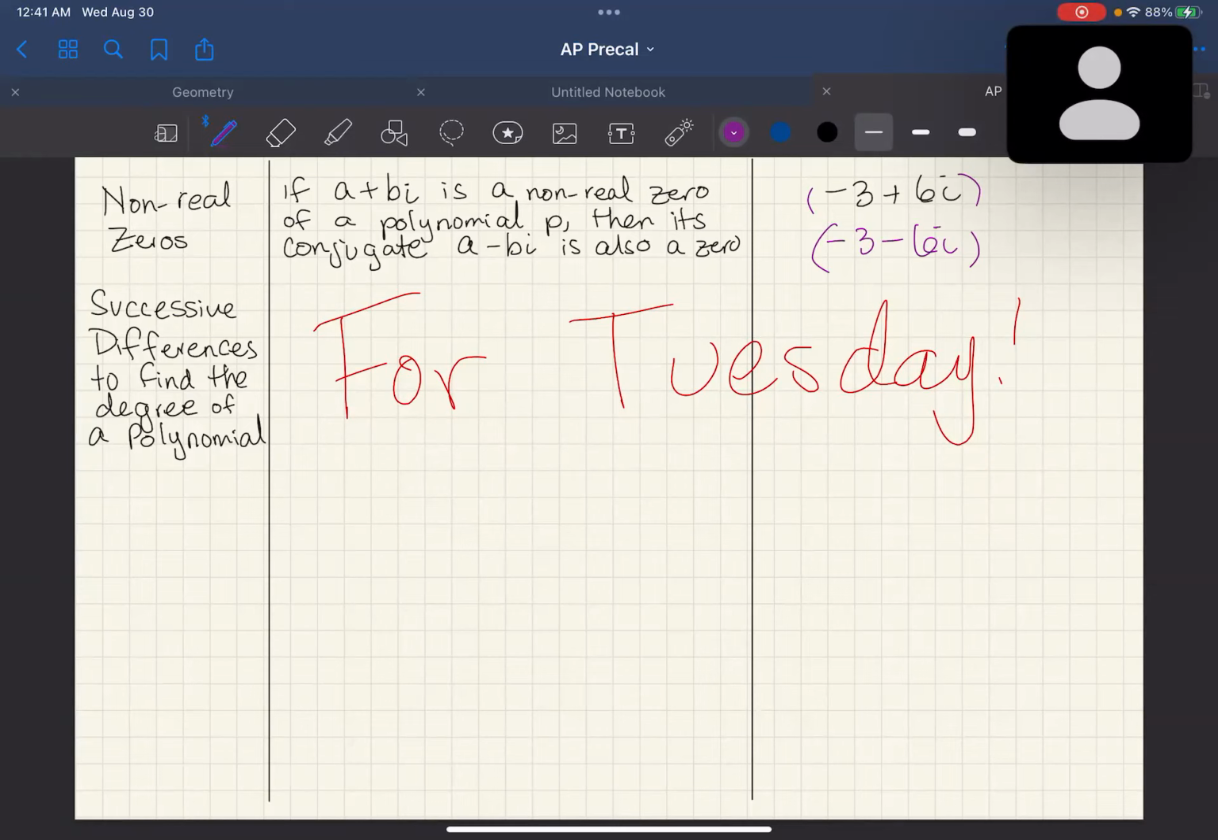Now, the last thing in this section is successive differences to find the degree of a polynomial. That is something that I would prefer to do on Tuesday because it is a lot of work and I feel like we'll have some questions about it. So I will want to go over that with you guys on Tuesday.